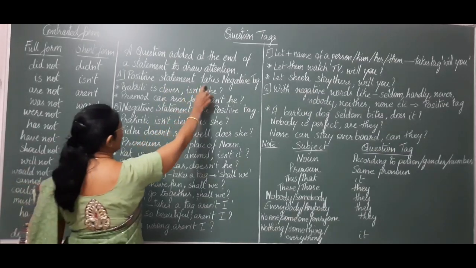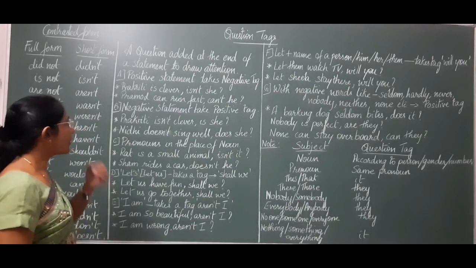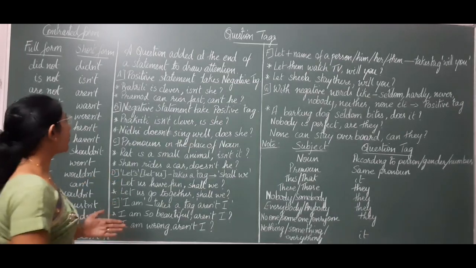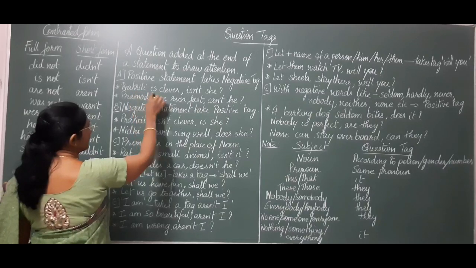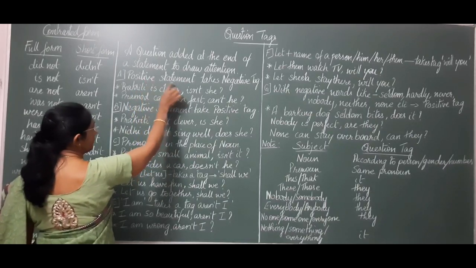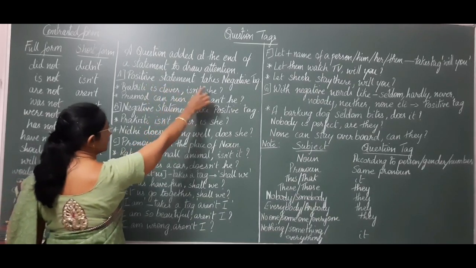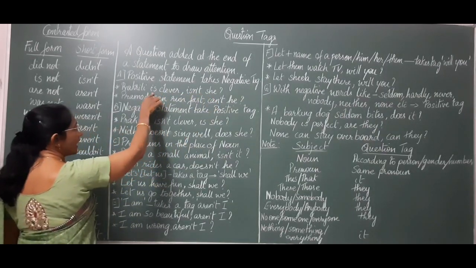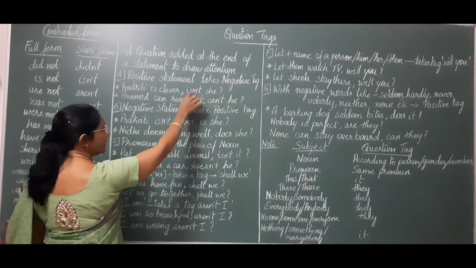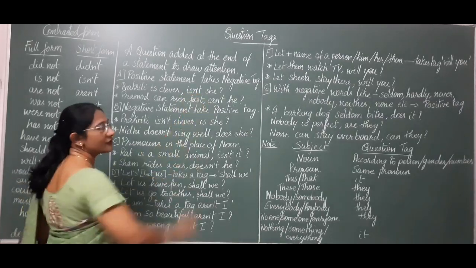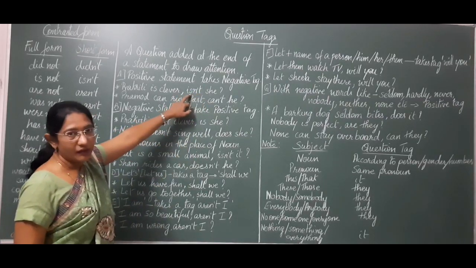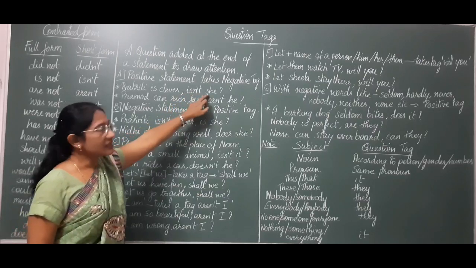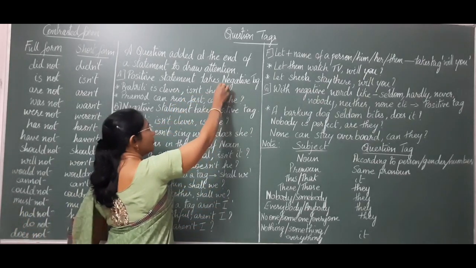Positive statement takes a negative tag. So, positive statement is the one which tells in an affirmative way or a positive way. Prakriti is clever. Is clever is a positive statement and the question tag will be in the negative form. Is is a be verb and it is made negative as is not. Always the question tag is in the shortened form and it is made negative for all the positive statements. Prakriti is clever. Isn't she? Because it is a question, you end up with a question mark.